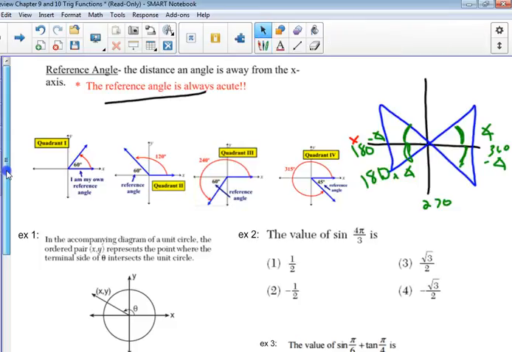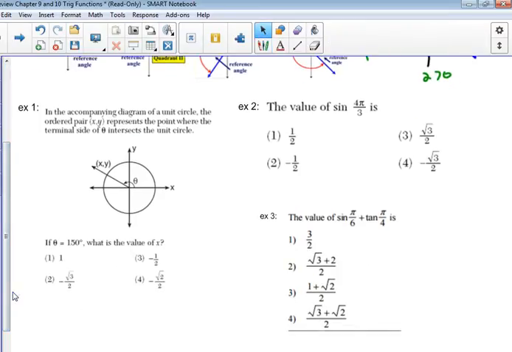All right. We had a question kind of like this, and I know it's confusing what the angle is talking about, so see if you can figure it out. They're giving you x and y as the ordered pair. They want to know if this angle is 150, what does the x have to be? Think of this as cosine, then sine. The x is the cosine, the y is the sine.